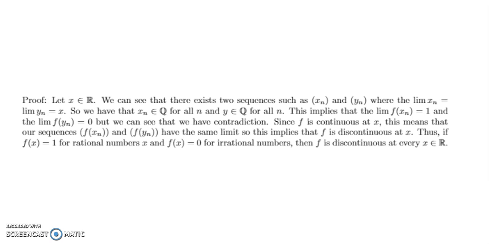Since f is continuous at x, this means that our sequences f of x sub n and f of y sub n have the same limit, so this implies that f is discontinuous at x. Thus, if f of x equals 1 for rational numbers x and f of x equals 0 for irrational numbers, then f is discontinuous at every x in R.